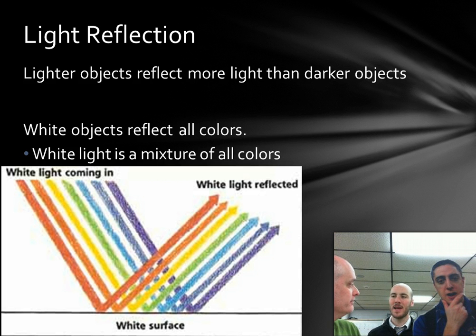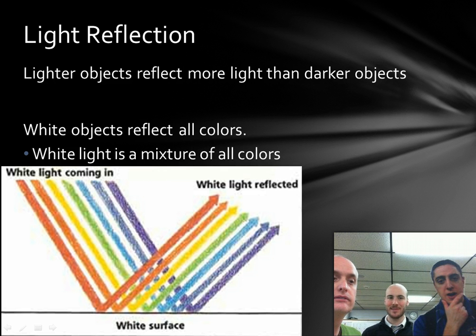Let's talk about reflection. This is what actually happens when you look at an object and you see some sort of color. The first thing you have to understand is when all the different colors of light are combined together, we call that white light. That's what comes from the sun. That's what comes from the lights above us. White light is actually a combination of red, orange, yellow, green, blue, and violet light. All 6 of those together make white light. So it's a mixture of all colors.